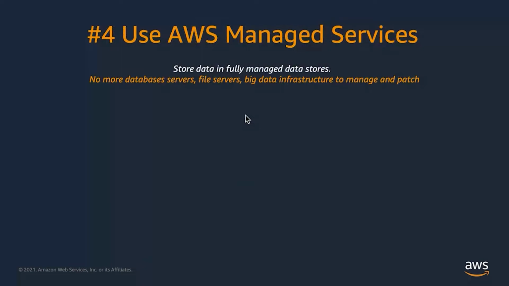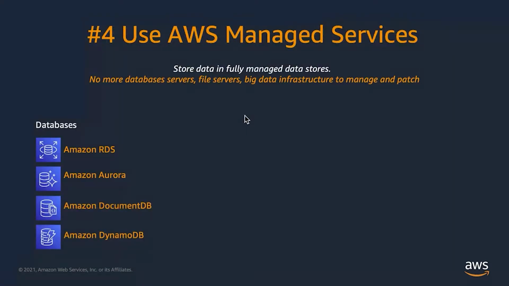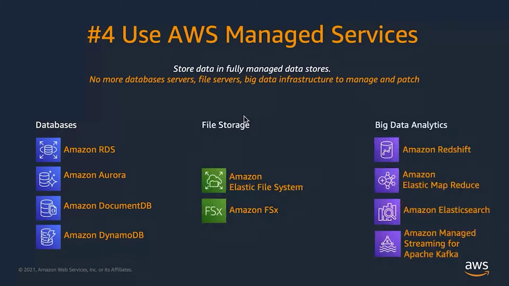Another strategy to get out of the business of patching servers is to consider storing data in a fully managed data store in AWS. Here are a few examples of such managed databases, so you don't have to manage and patch databases in EC2 instances. And here are some file storage services, so you don't have to manage and patch file servers in EC2 instances. And these are for big data analytics. For all these managed data stores, AWS takes care of patching. Thus, you don't have the pressure and burden to patch servers with mission-critical data. Thus, you can reduce time to market your new capabilities with better quality for your customers.